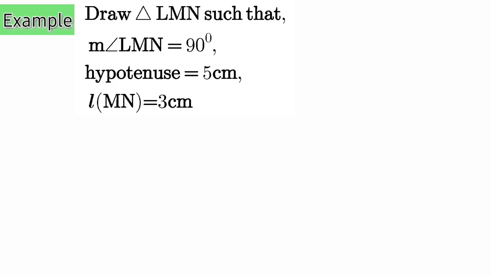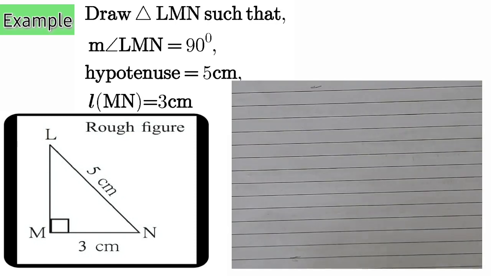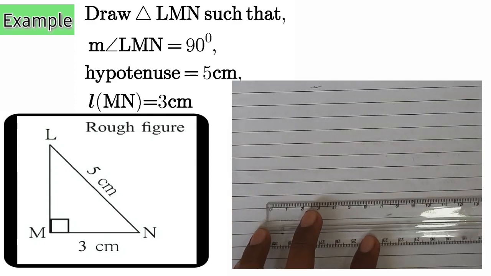Example, draw triangle LMN such that measure of angle LMN equal to 90 degree, hypotenuse equal to 5 cm, length of MN equal to 3 cm. For the construction, let us draw a rough figure first. As shown in the rough figure, draw the base segment MN of length 3 cm.